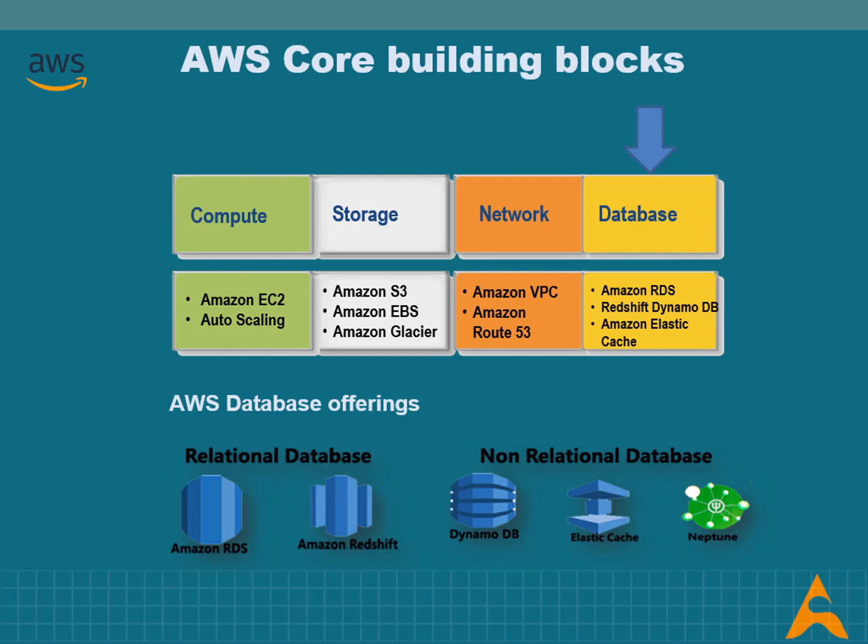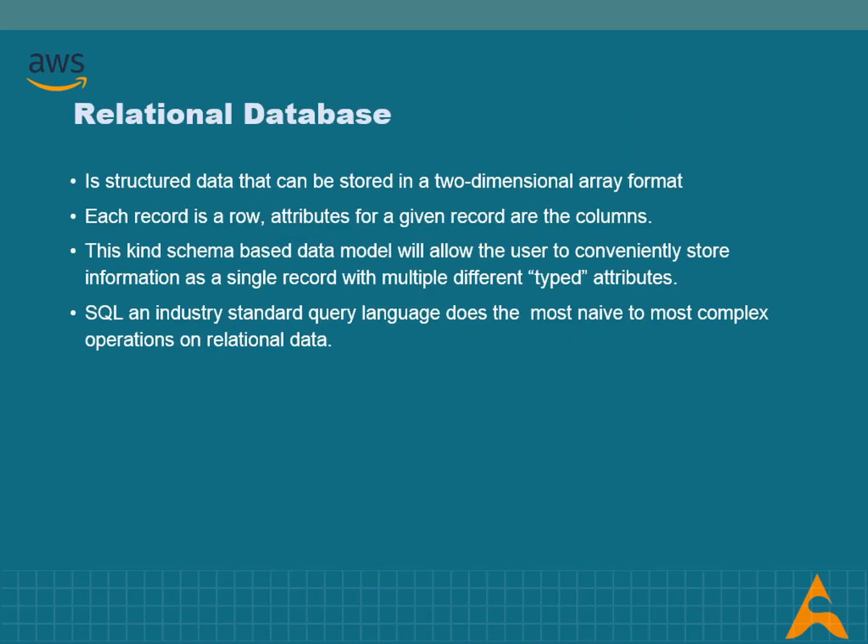Let's understand about relational databases. A relational database is structured data that can be stored in a two-dimensional array format, where each record is a row and all the attributes for a given record are columns.